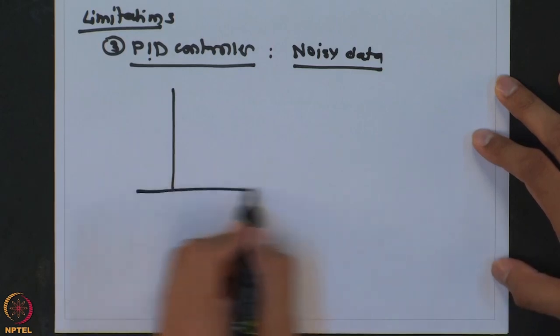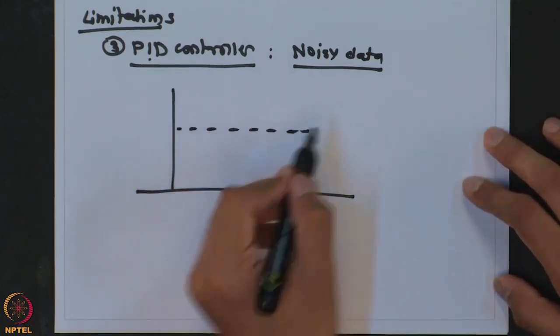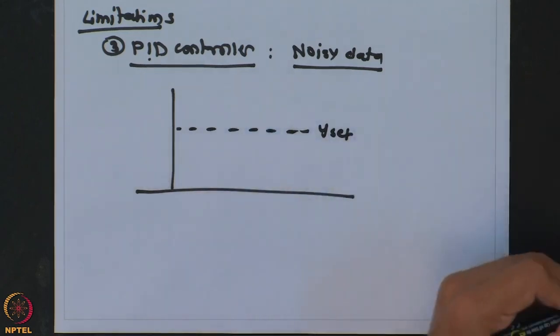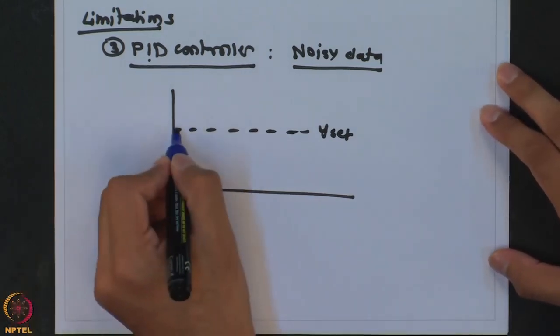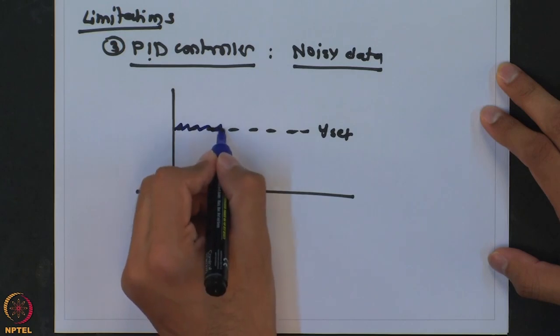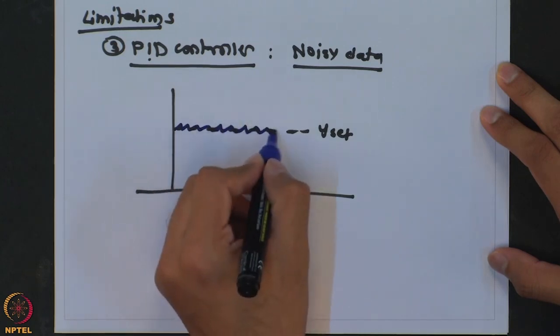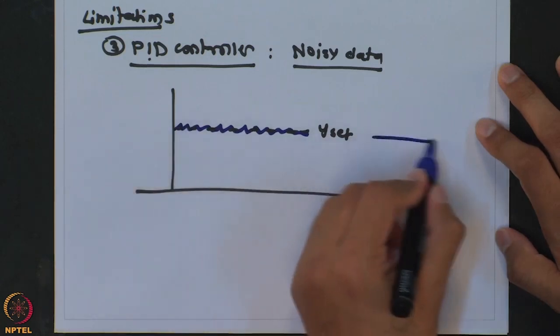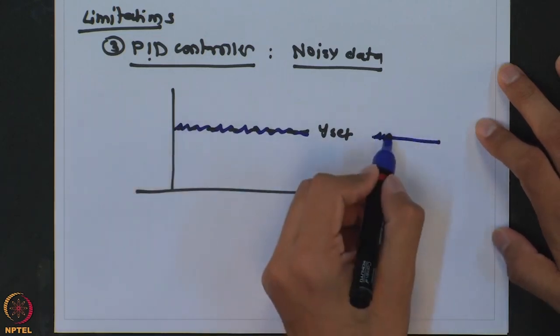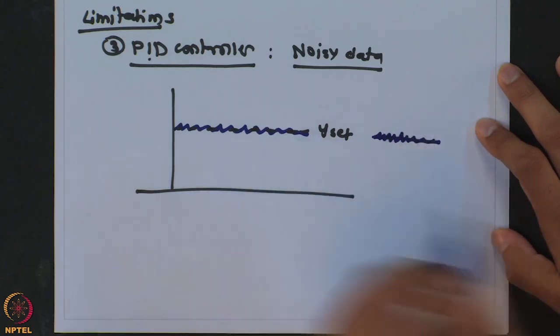So let us look at an example where this is your set point, and the output response in a typical real life plant would be something like this. So it will be moving around this set point. It will never be exactly equal to set point, or it will not exactly remain at the set point, because there are a lot of disturbances in terms of signal transmission, or also some small disturbances which are happening in the plant at a very high rate. So the actual response may not exactly lie as a flat line, but it will keep on having certain vibrations or oscillations around this set point.